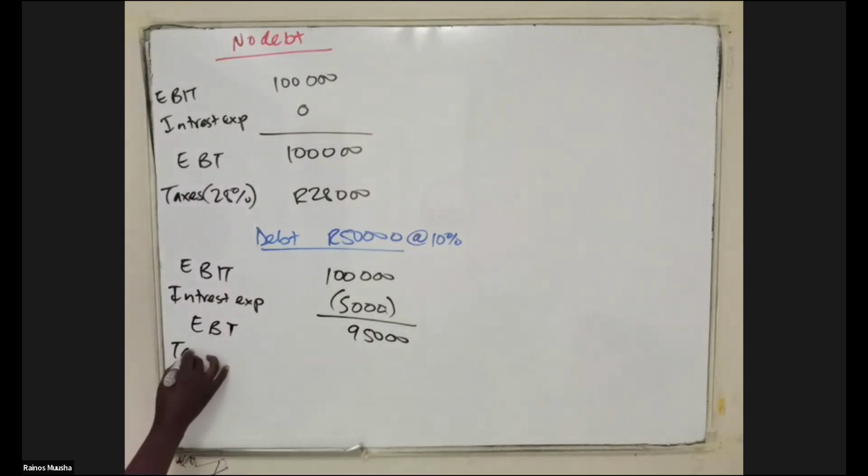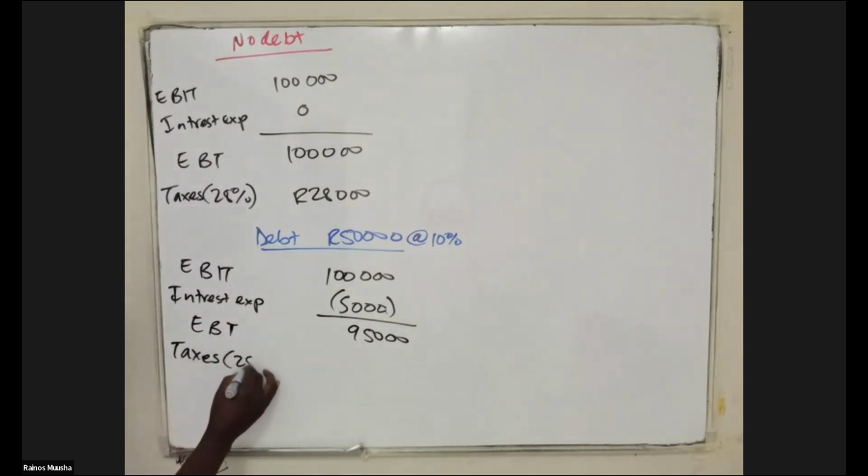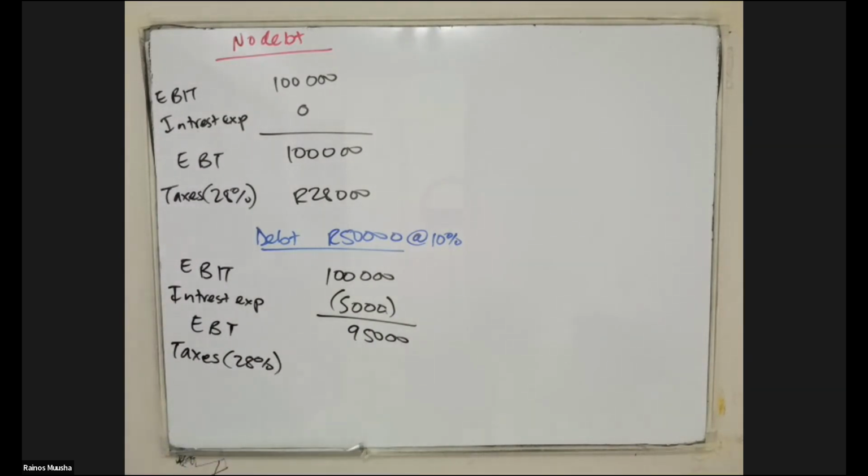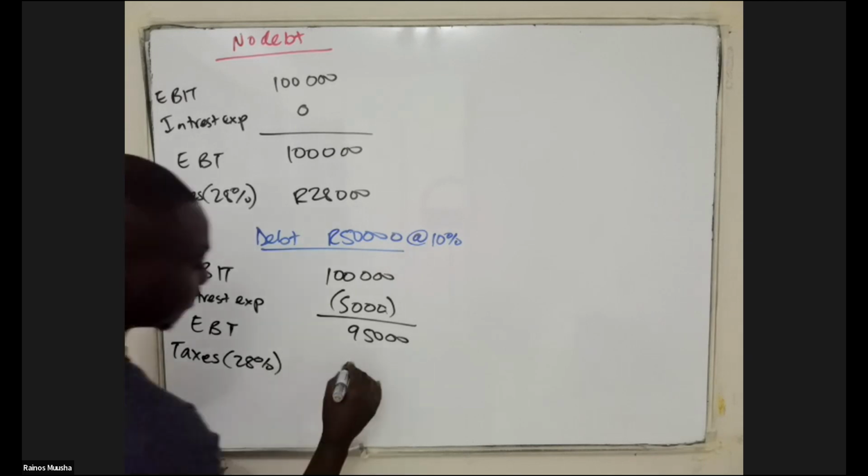So their taxes are at 28%. So what is 28% of 95,000? How much do you get? What is 28% of 95,000? 26.6. 26,600.